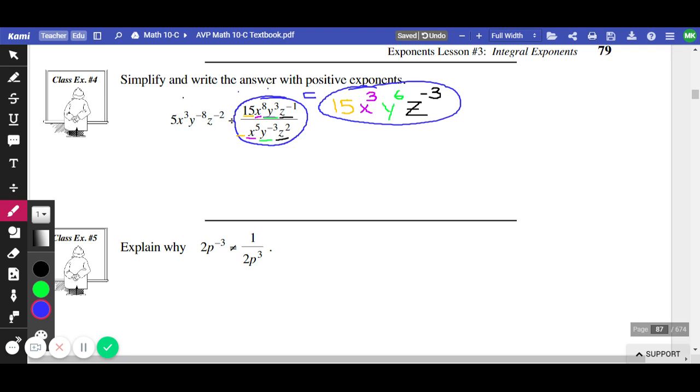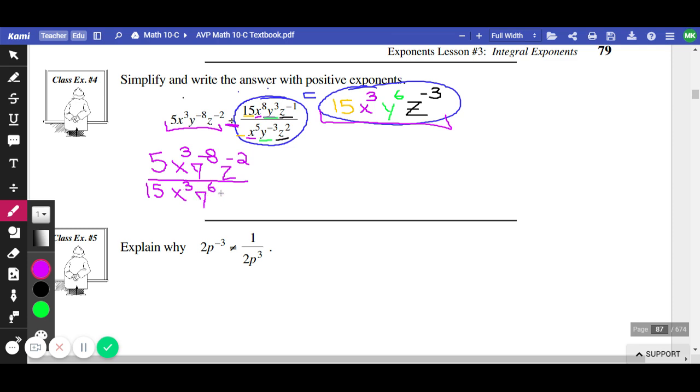Now we can look at the original question and try to combine everything all together. So I've got this big thing here divided by this blue thing there. I like to write divide by as a fraction. I find it easier to work with. So I'm going to rewrite this. It'll be 5 x to the 3, y to the negative 8, z to the negative 2, divided by 15 x to the 3, y to the 6, z to the negative 3.